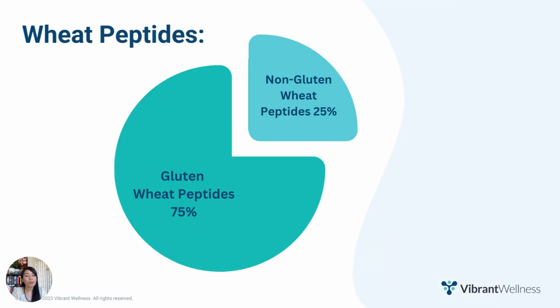Of all the proteins in wheat, did you know that gluten only makes up 75% of the peptides? The remaining 25% is made up of other non-gluten wheat proteins.